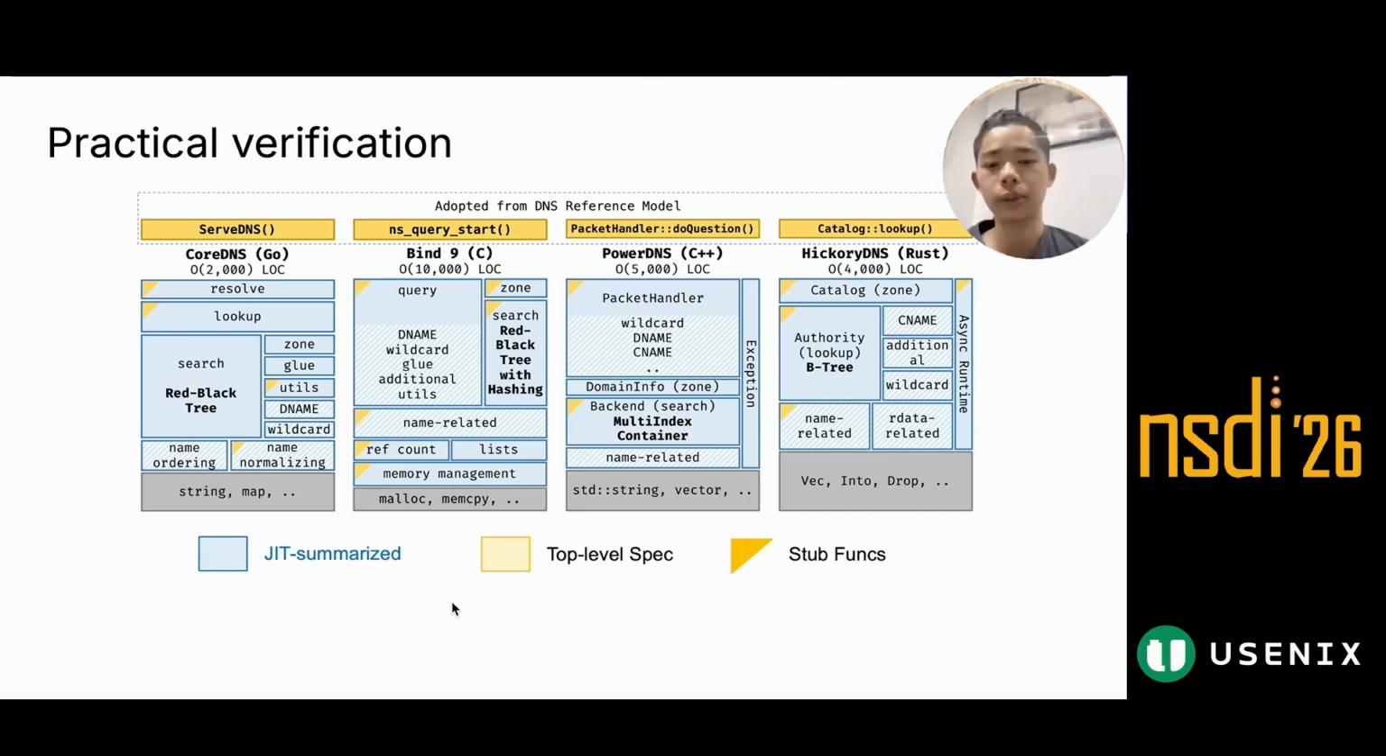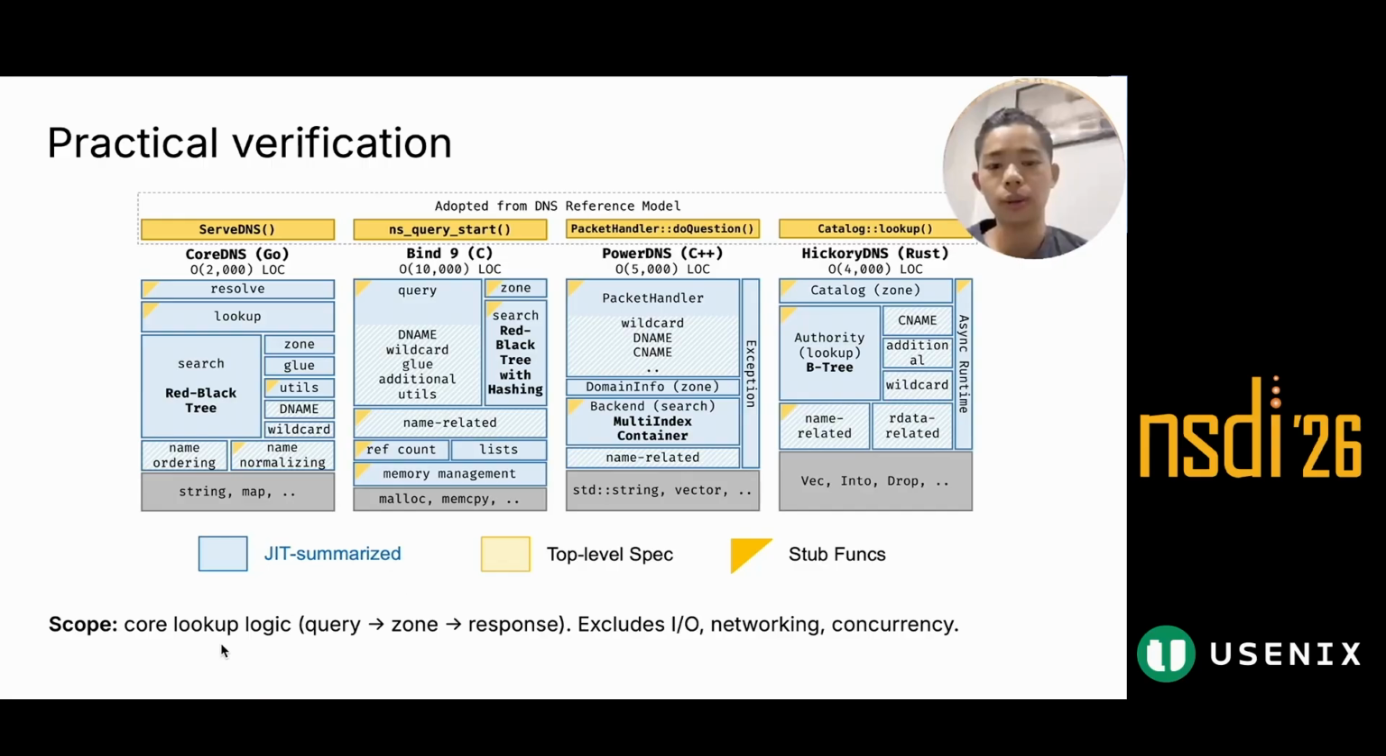Our effort is illustrated in this figure. The blue boxes are code modules verified automatically by JIT summarization. The yellow box on top is the shared reference spec, and the yellow triangles indicate manual stub functions. Now we focus on verifying the core lookup logic, that is matching a query to zone records and composing the response. I/O, networking, concurrency, and other peripheral features are out of scope.